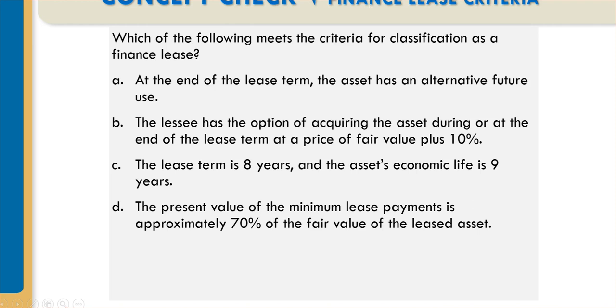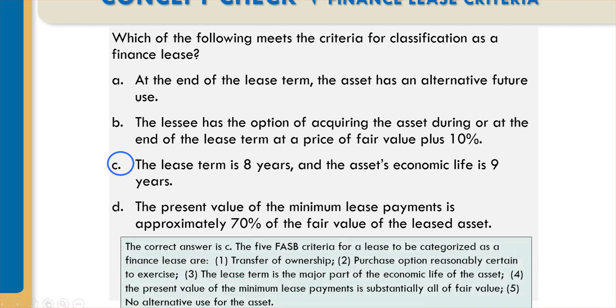Okay, so I think you've probably come up with the right solution, and yes, it's C, because 8/9 again is going to be greater than our guidance, which is 75%. And it goes down here and talks about it and shows those.